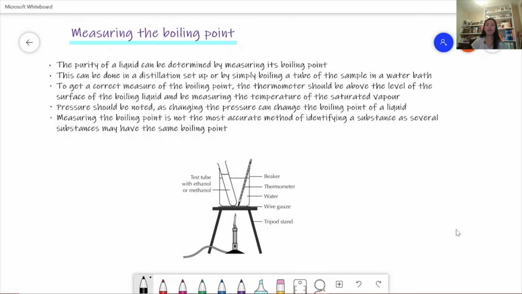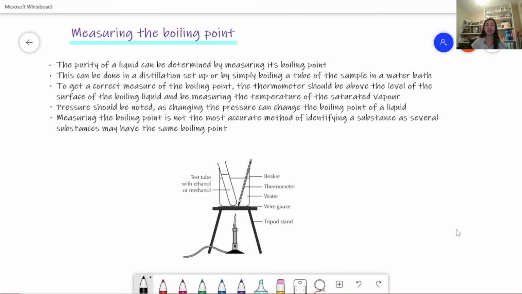Now I'm going to talk about measuring the boiling point. So the purity of a liquid can actually be determined by measuring its boiling point. And this can be done in a distillation setup or by simply boiling a tube of the sample in a water bath. So in this diagram, we've got a beaker with some water that we're heating up. So this will act as the water bath.